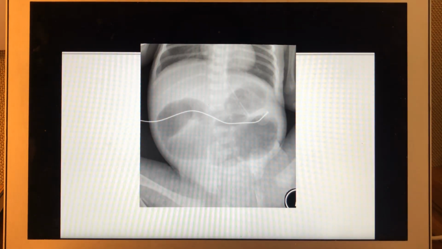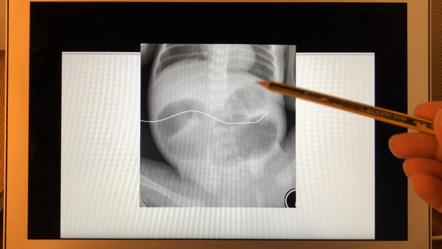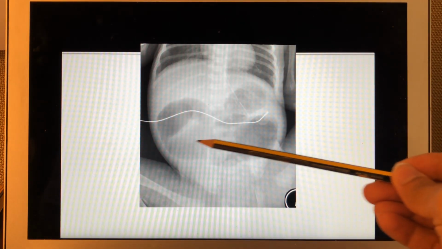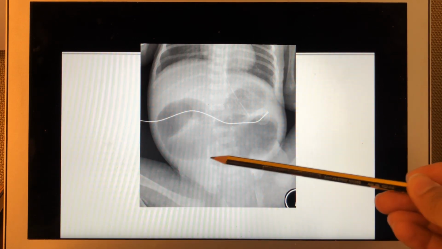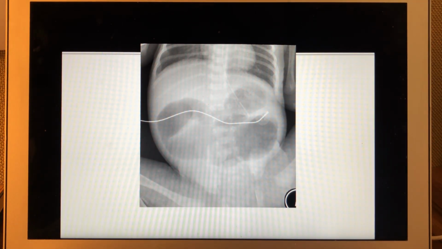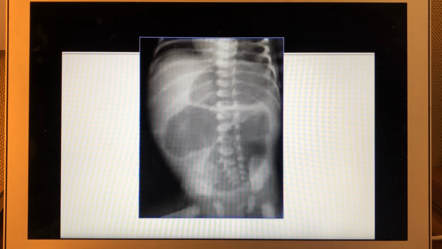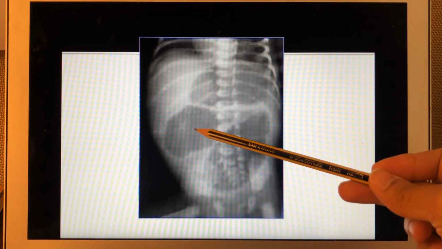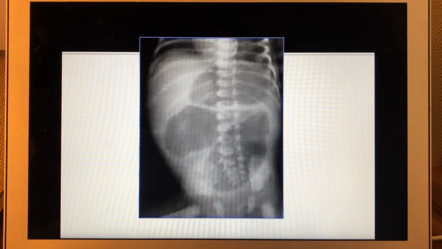We'll do an X-ray. As you can see, there are a few dilated loops of small bowel. This is the stomach, this is the duodenum, and this is probably the proximal jejunum. Another X-ray: you can see 3 bubbles: a gastric bubble, a duodenal bubble, and a jejunal bubble.